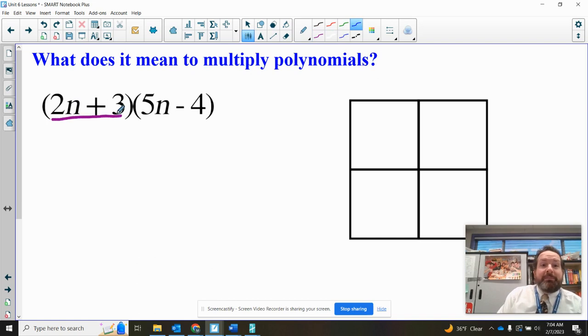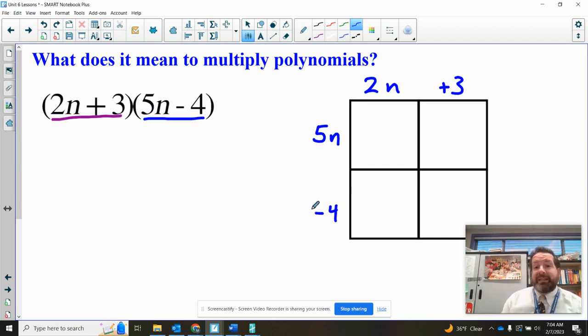Take one of them, put it across the top. 2n plus 3. Notice where I'm putting the plus sign. It's not over the middle, it's with the number on the back. And then down the side, 5n minus 4, so 5n, and then minus 4. Again, notice where I'm putting that minus sign. It's down here with the 4. That way I remember it's really a negative 4 I'm multiplying through.